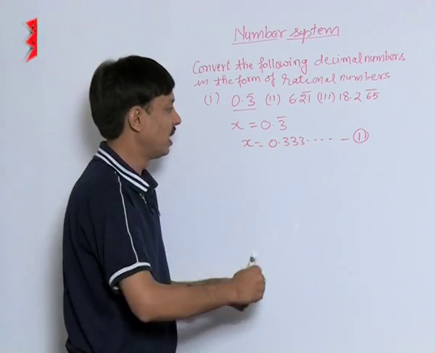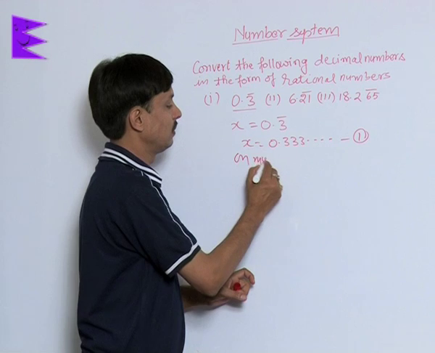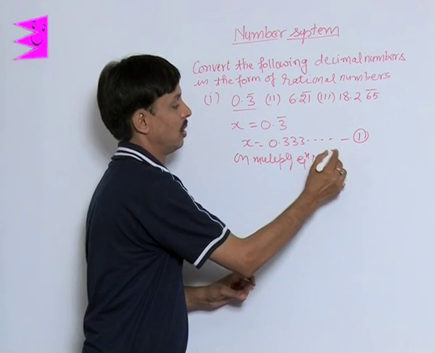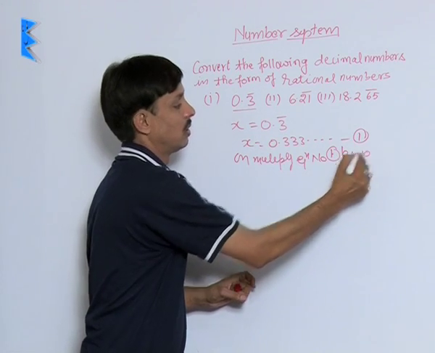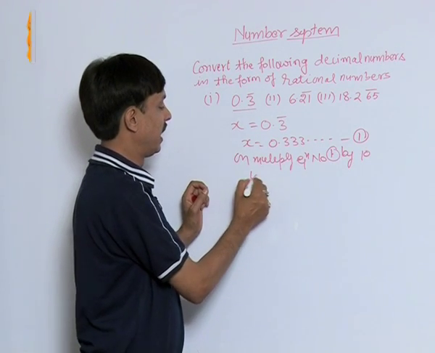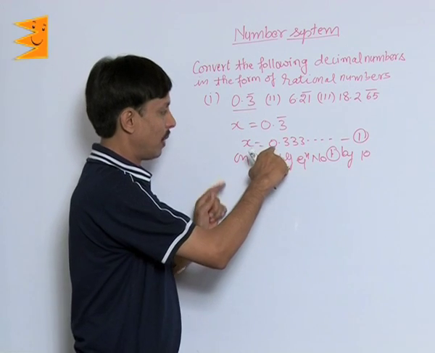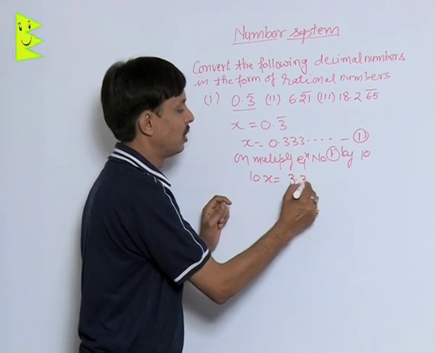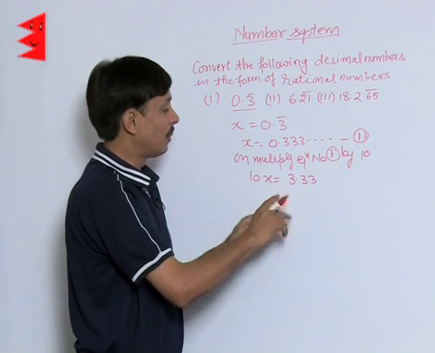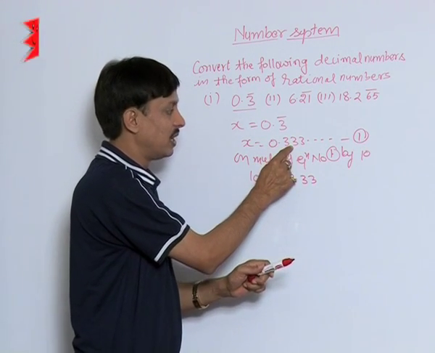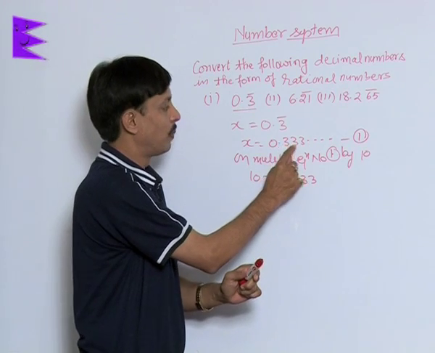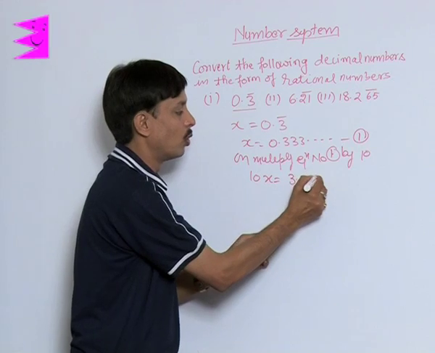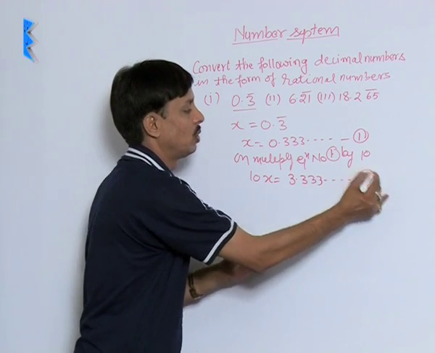So here what I will write, on multiplying equation number 1 by what? 10. So this will be 10x equals, when I multiply by 10, the decimal will shift one place. This will be 3.33. You have to check, I am putting the decimal here. So this will seem to you 3.33, but there are infinite 3's. So I am writing one more 3, dot dot dot, equation 2.